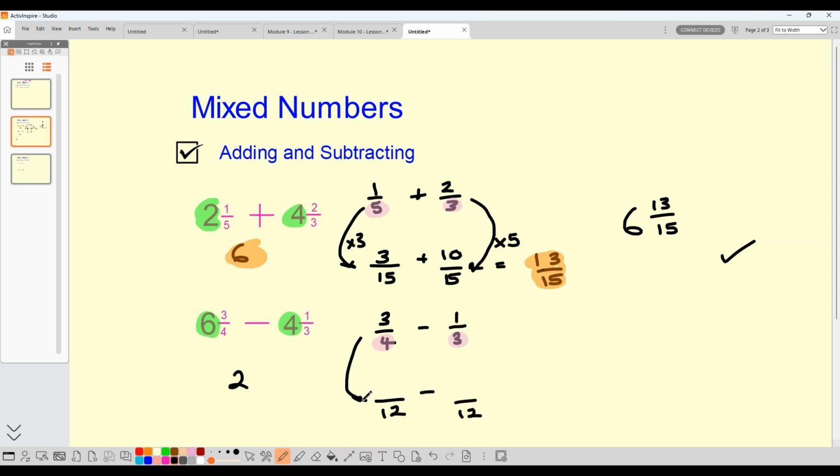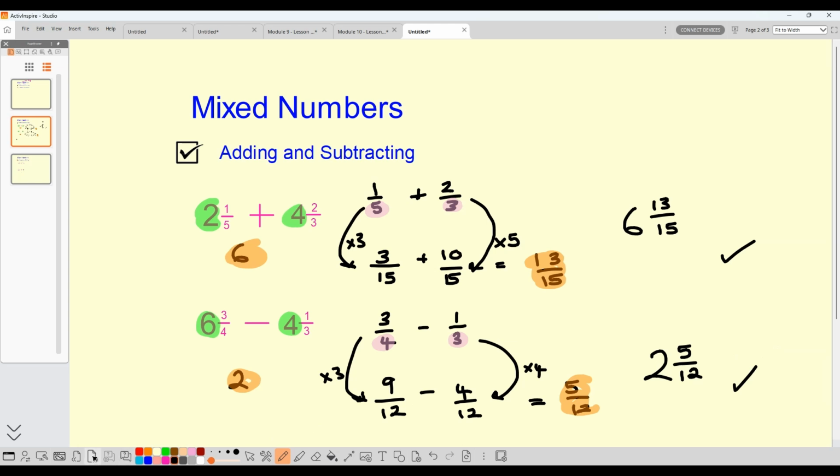And the first fraction, the 4 has been times by 3 to get to 12. So we need to do exactly the same to the numerator. 3 times 3 is 9. The second fraction, 3 has been times by 4. And then 1 times 4 is 4. Subtract the numerators. Keep the denominator the same. Then don't forget to join the two together again. So we've got 2 and 5/12 if we combine the two.